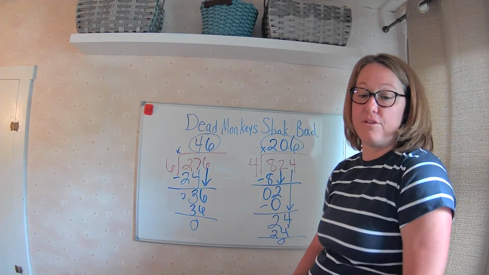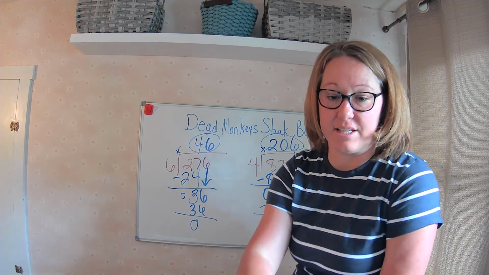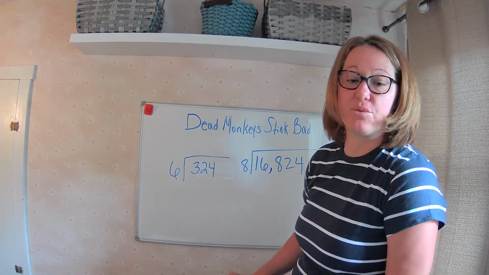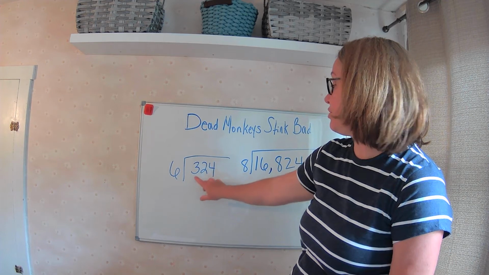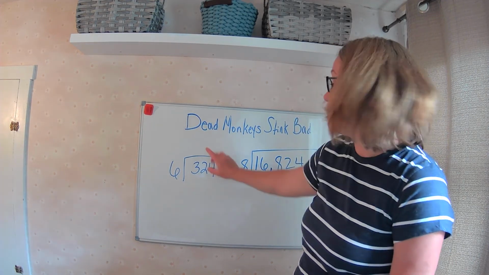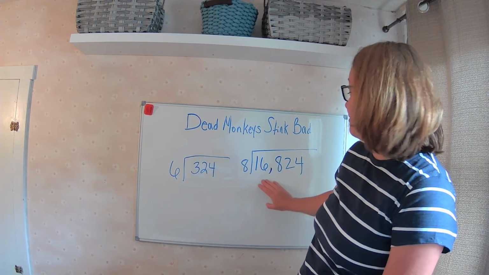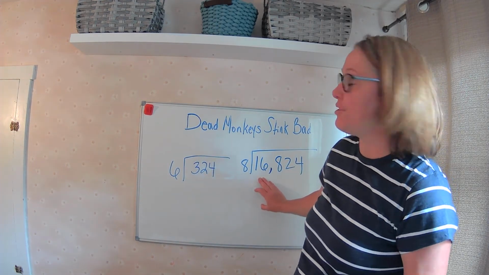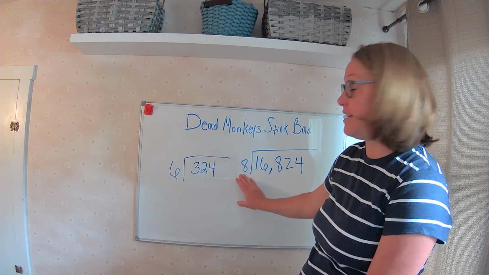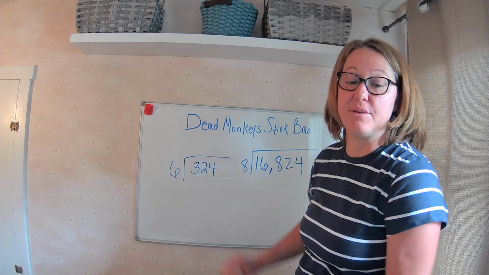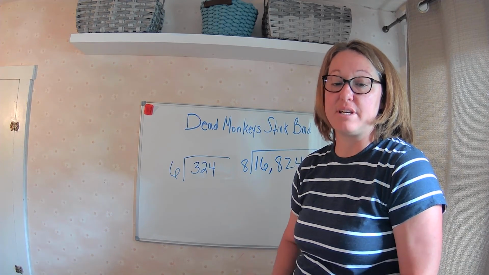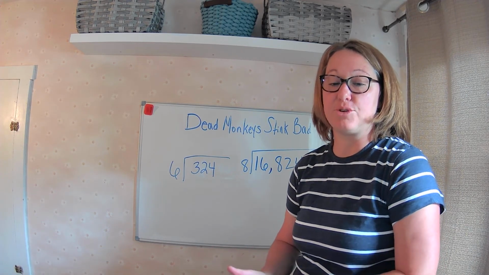Now let me write a few problems up here for you to work on until the next lesson. Your problems to work on till the next lesson: 324 is your dividend, 6 is going to be your divisor, you're going to find the quotient. Then you have 16,824 as your dividend, and you're going to divide it by 8 as your divisor. Again, remember, dead monkeys stink bad. Divide, multiply, subtract, bring down.